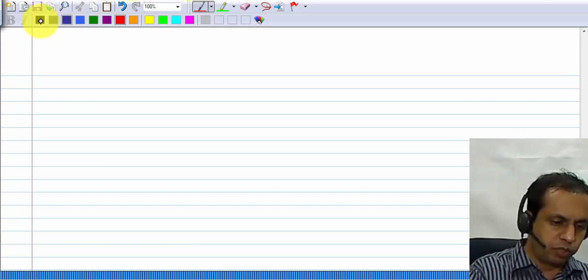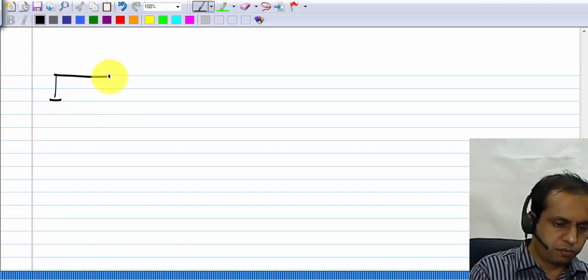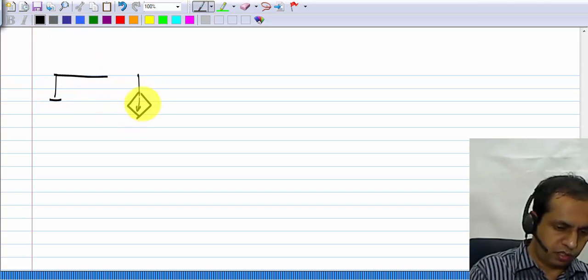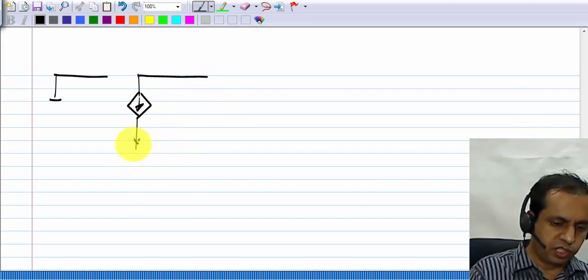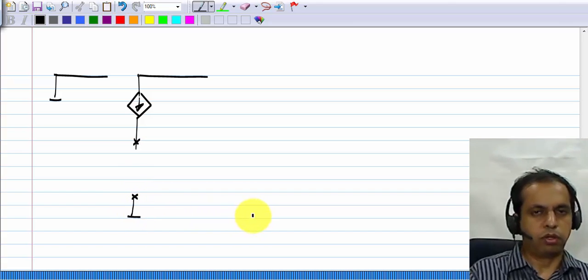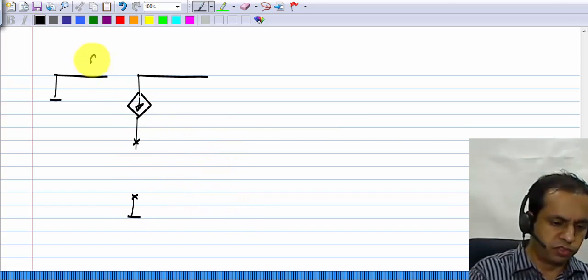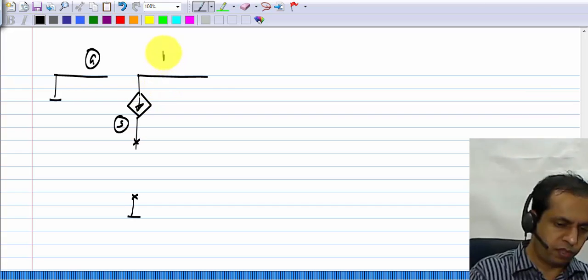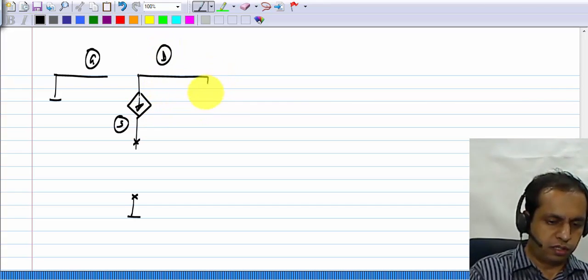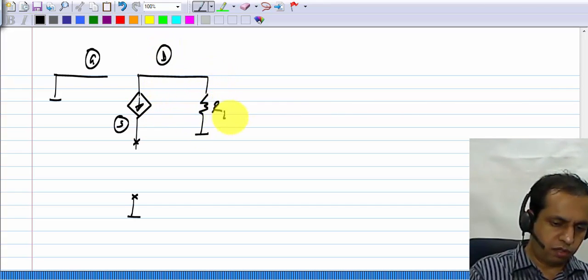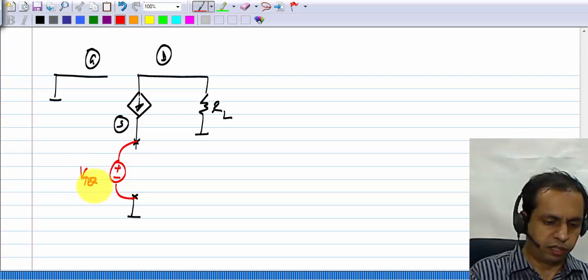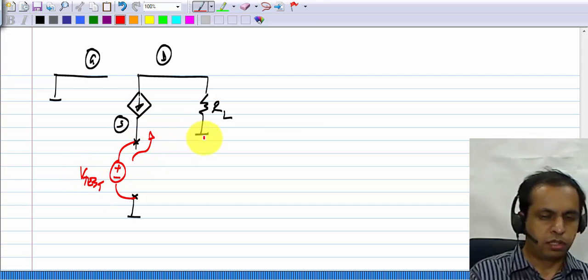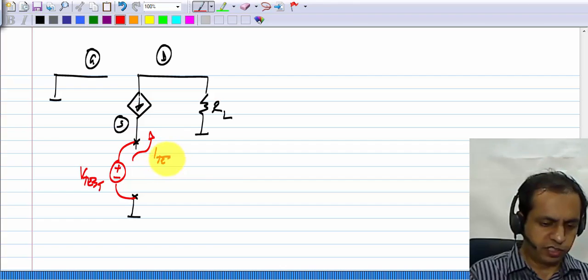Now what about the input and output resistances? The input source is connected between this point and ground, so that's where we connect the input source, and I will evaluate the input resistance by applying a voltage V test and measuring the current I test.